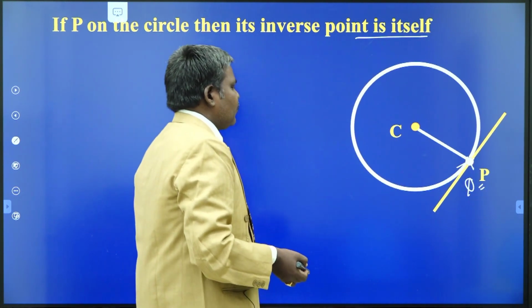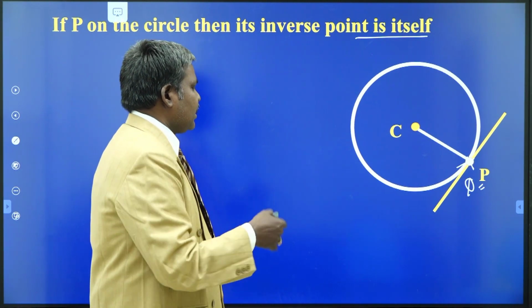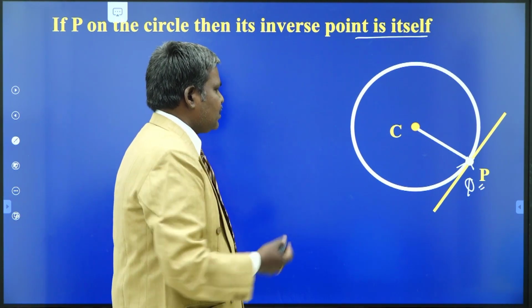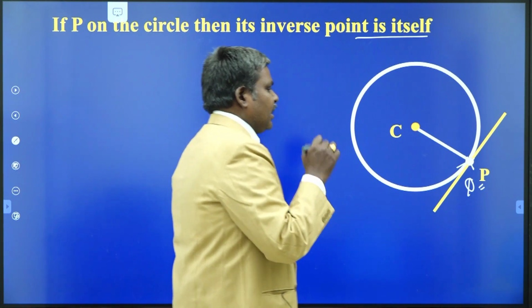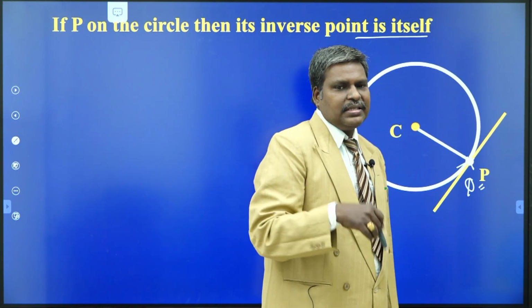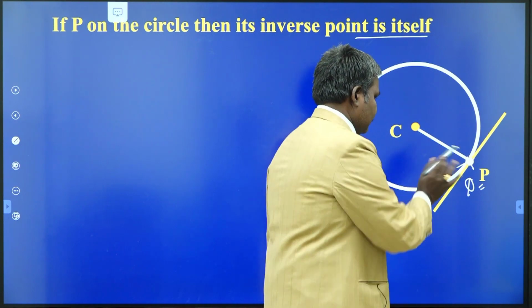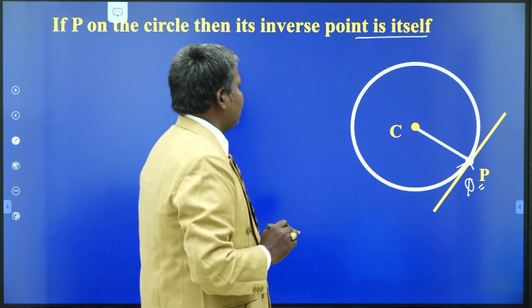The point of intersection of the polar of P, that is the tangent at P, and the line joining CP is nothing but the point of contact. So the inverse point of any point on the circumference of a circle is itself. That is the same. P is equal to Q obtained here. Okay.